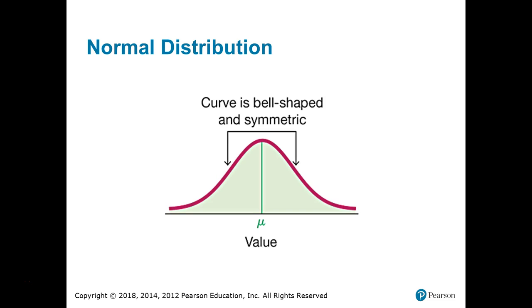So we are going to continue our talk about normal distribution. Again, a normal distribution has that bell-shaped curve and is symmetrical, with the middle of it being the mean, half the data values being above and half being below.